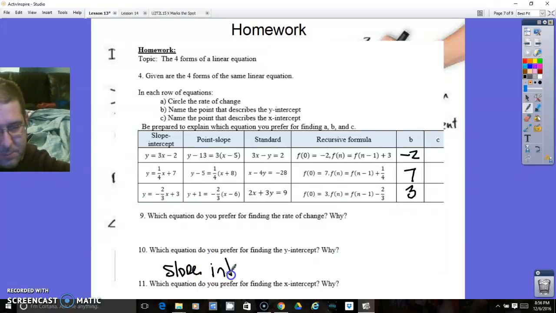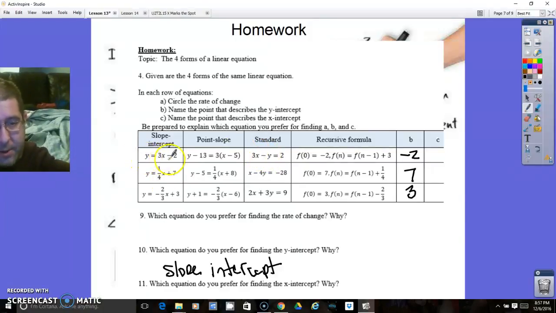And the reason why is because slope-intercept gives you the intercept. That's what it gives you right here at the end. That's the slope, and that's the y-intercept. If I was going to find the x-intercept, this one's going to take a little bit of work because this one doesn't give it to you whatsoever. Neither do these. But the x-intercept is when y is 0.